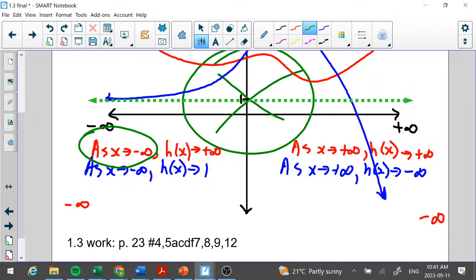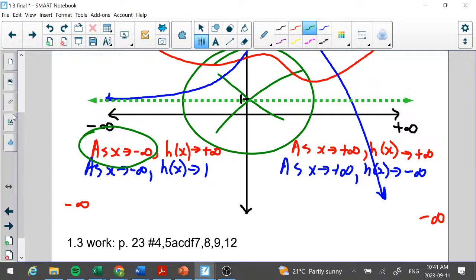So if a curve is doing this, you're approaching whatever y value this happens to be. Maybe this is 0. Maybe it's 1. Maybe it's 2. Maybe it's negative 3. So that's for a horizontal line or a line that's approaching a horizontal boundary or asymptote.